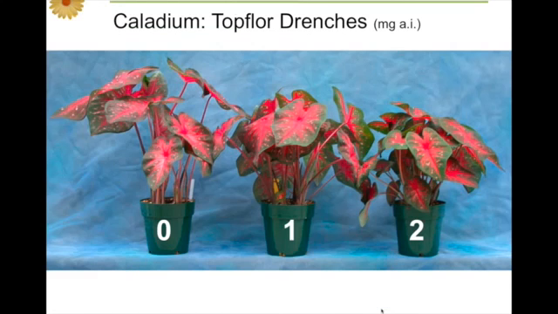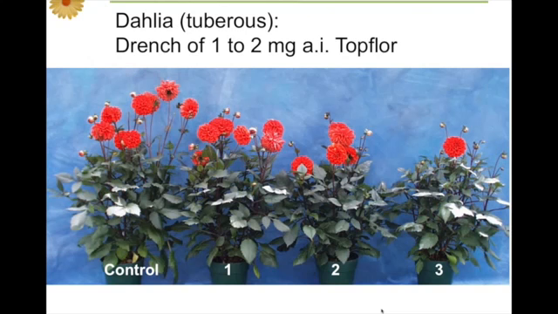Top Floor, we did the work looking at caladiums. 1 to 2 milligrams AI is good. Very similar rates for a Paclo product, but interesting enough, caladium is one of the few plants where uniconazole does not really work. It's probably the only one I know of that's out there. So anyway, you need to use a Paclo or a Top Floor for caladiums if you want to control some of that stretch going on. And here we are with tuberous dahlias. You can see the rate response as you control growth between 1 and 4 milligrams AI.